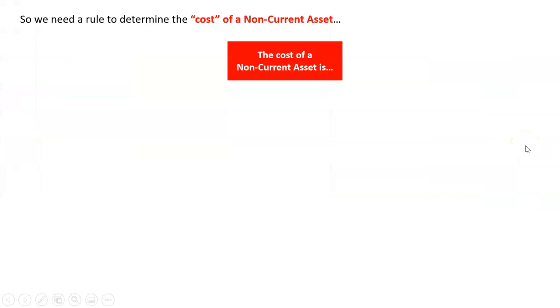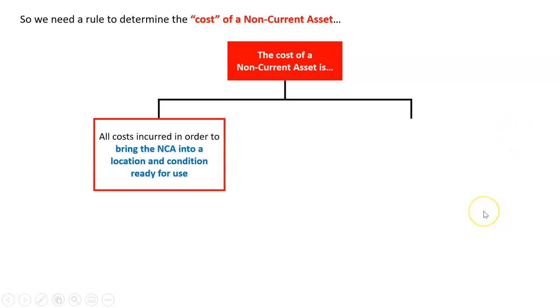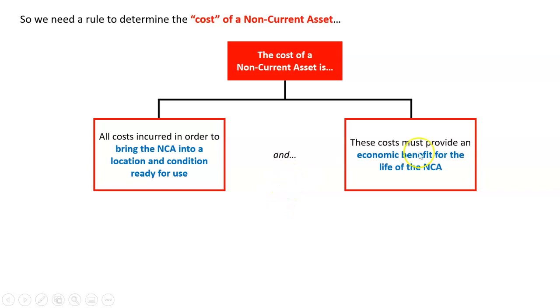So what we kind of need is a rule to determine the cost of a non-current asset. And our rule is this. The cost of a non-current asset is all costs incurred in order to bring the non-current asset into a condition and location ready for use. But there's this second clause here, which says, and these costs must provide an economic benefit for the life of the non-current asset.